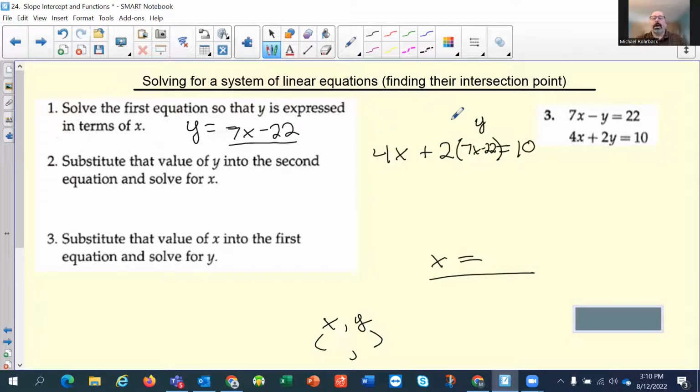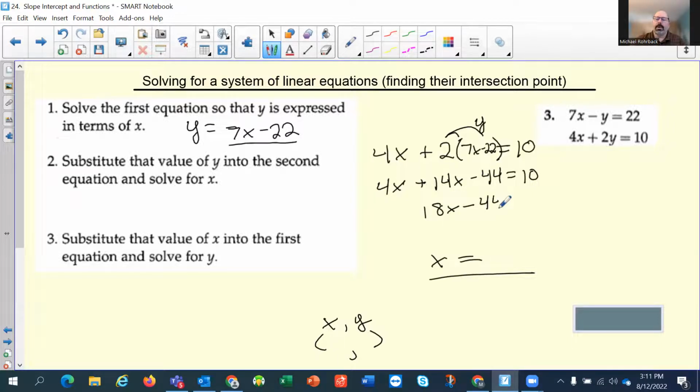Okay, so how do we solve this? Well, first, anytime you're doing algebra, do what you can first. We're not doing anything with this 4x, but 2 times 7x is 14x. 2 times negative 22 is negative 44, equals 10. One step at a time. 4x plus 14x is 18x.